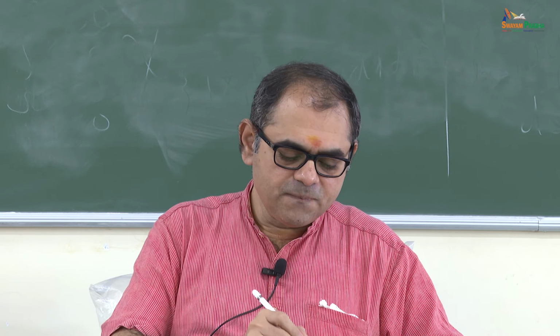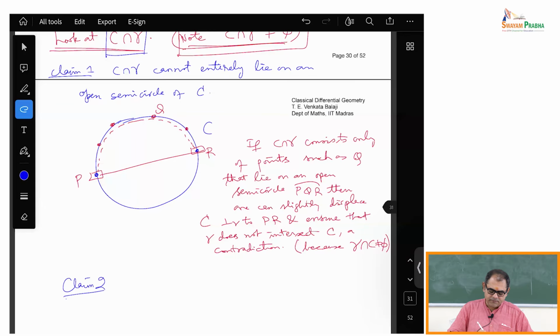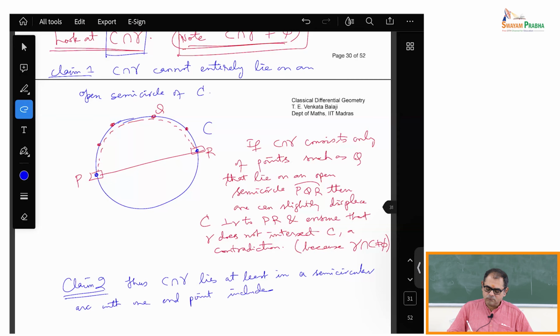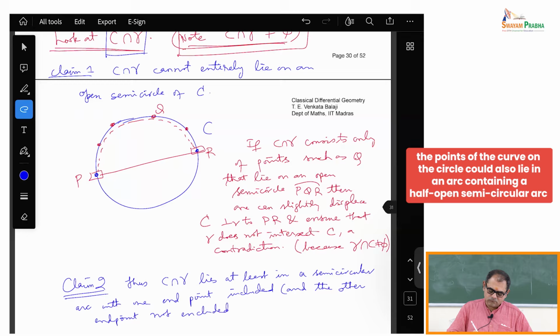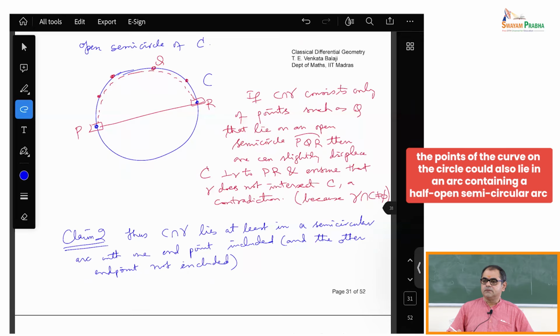So claim 2 is: thus C intersection gamma lies at least in a semicircular arc with one endpoint included, and the other endpoint not included, okay, right.